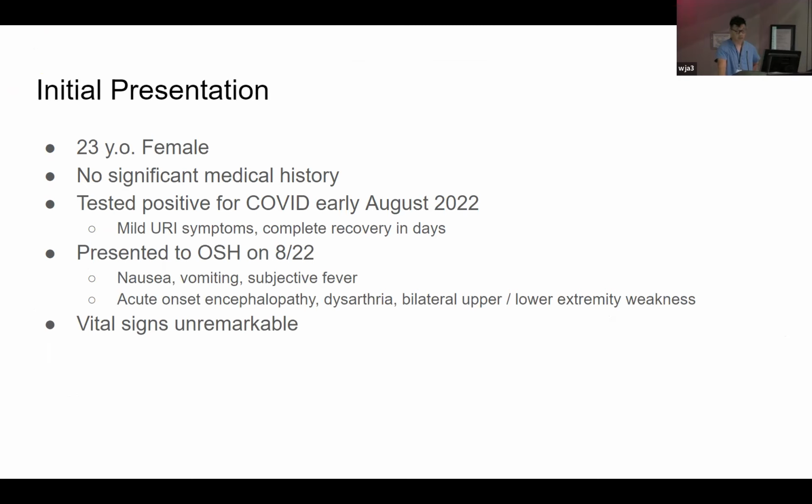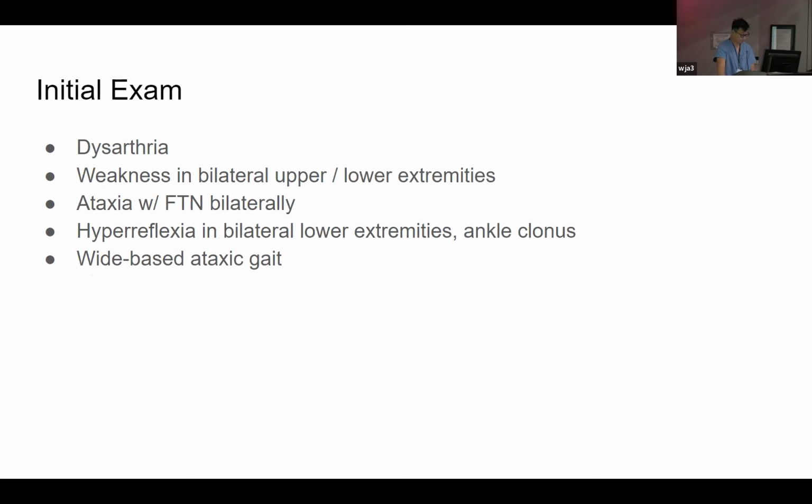Complete recovery in a couple of days, and then she was doing fine for 2-3 weeks, and she developed nausea, vomiting, and fever, and went to the outside hospital with acute onset encephalopathy, dysarthria, and generalized weakness. On presentation to the outside hospital, her vital signs were unremarkable. Initial exam there noted dysarthria, generalized weakness, hyperreflexia in her lower extremities, ataxia on finger to nose, and difficulty with gait.